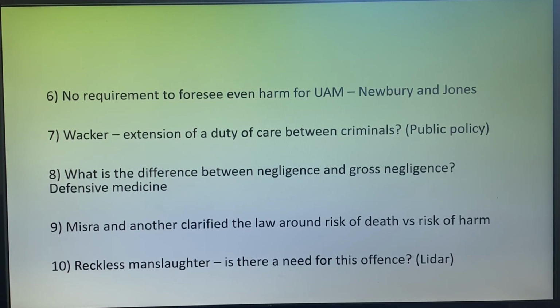Positive, number 9, Misra and another did clarify the law around risk of death versus risk of harm. They said it has to be a risk of death. That's a good positive in the law. They've reduced the uncertainty in the law, so that's a big positive.